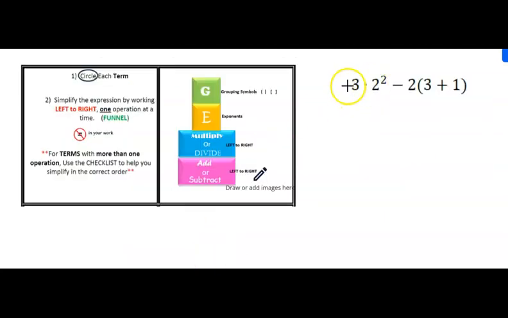Okay, I want you to pause the video and do step 1. So we're going to circle the terms first. You're going to pause the video to do that, and then before you do step 2, pause the video, circle, turn it back on, and see if you circled the terms correctly before we start funneling.